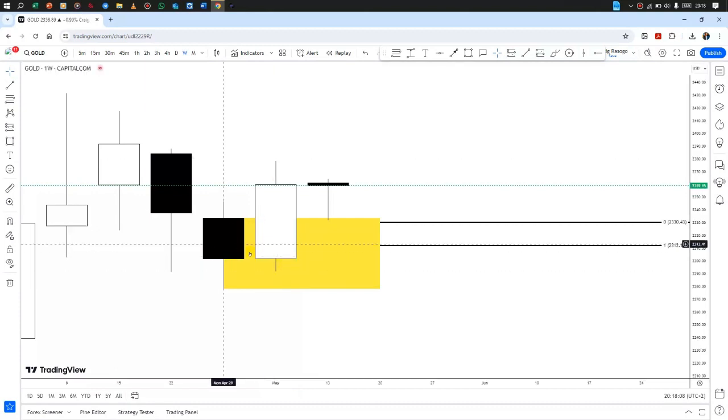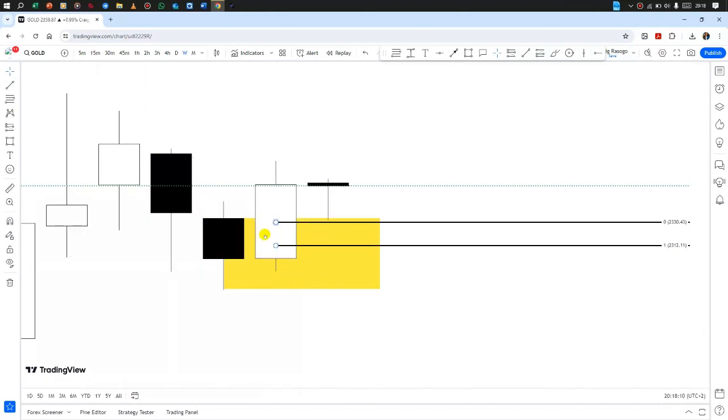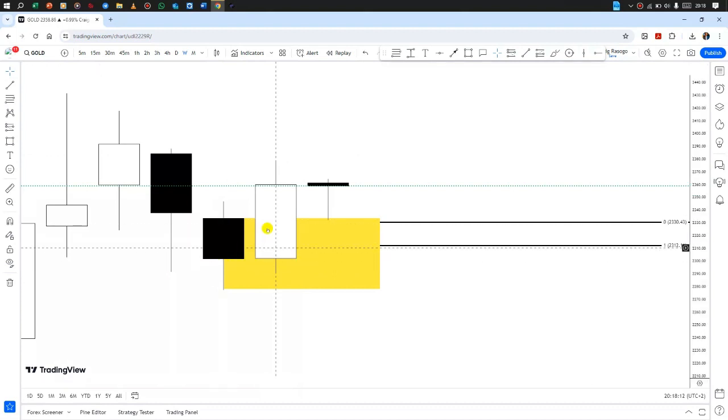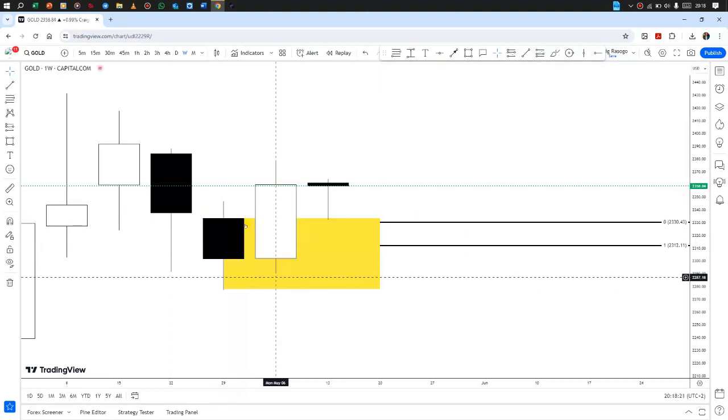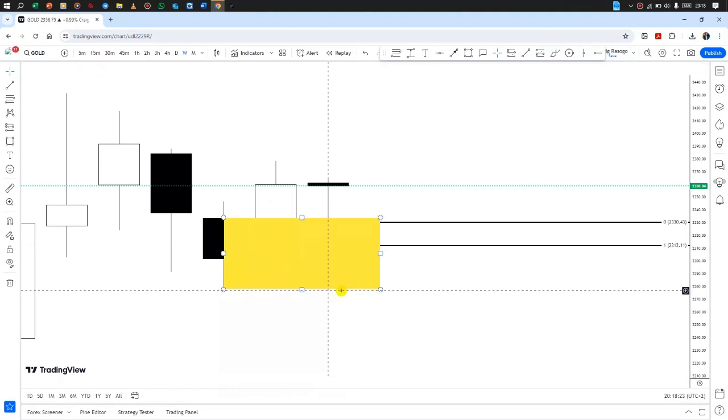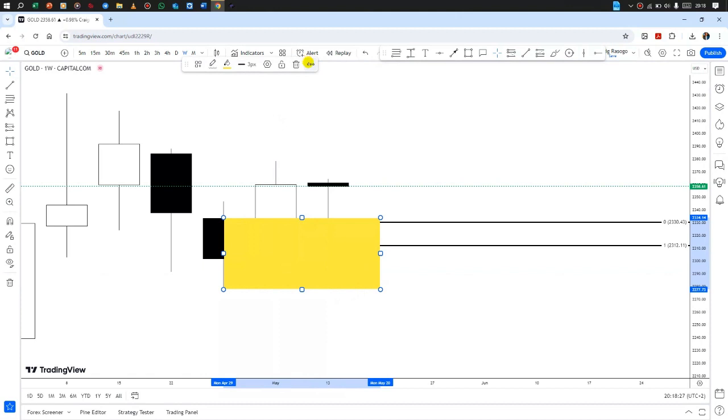The reason why I say it's a demand zone is because you can see this is a drop base rally. We had a bearish candle, and the price engulfed this bearish candle with a significant bullish candle. Which means there might be ongoing activity around this area here. So we can say that gold is rejecting from a weekly demand zone. We can agree that gold is bullish on the monthly and the weekly time frame.